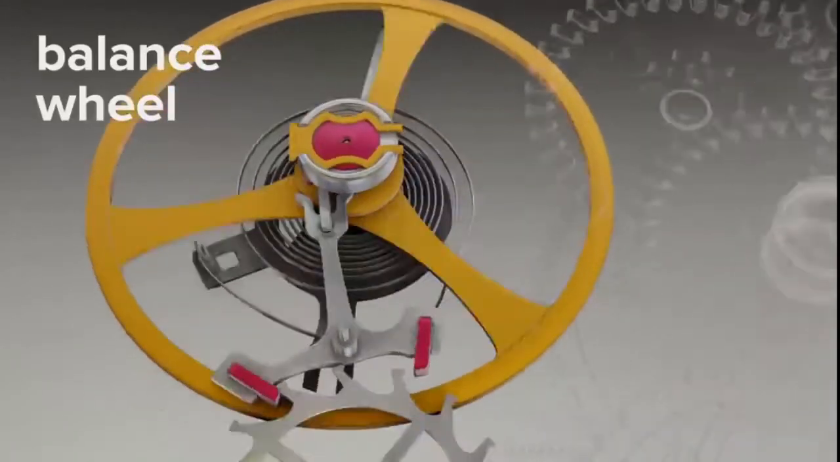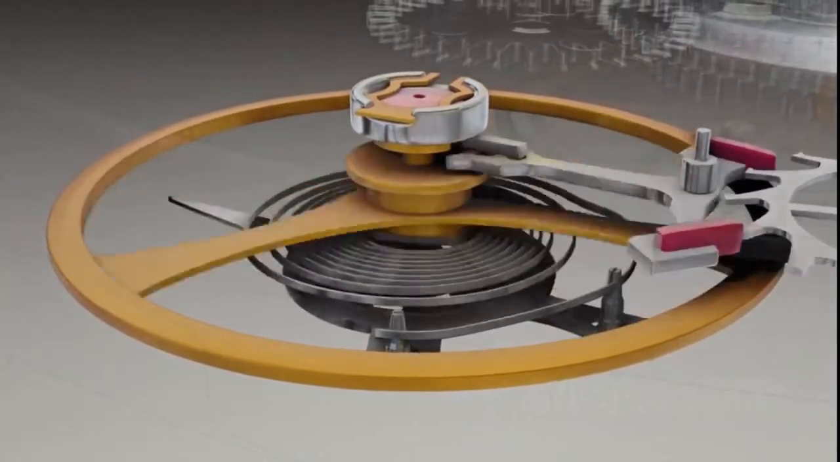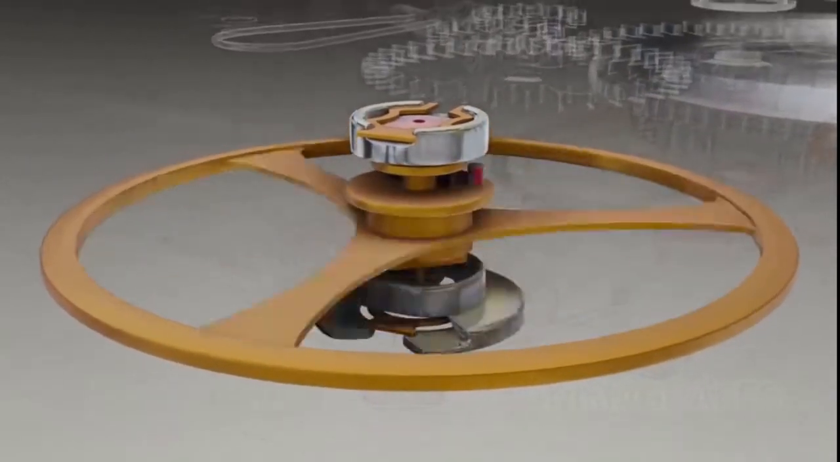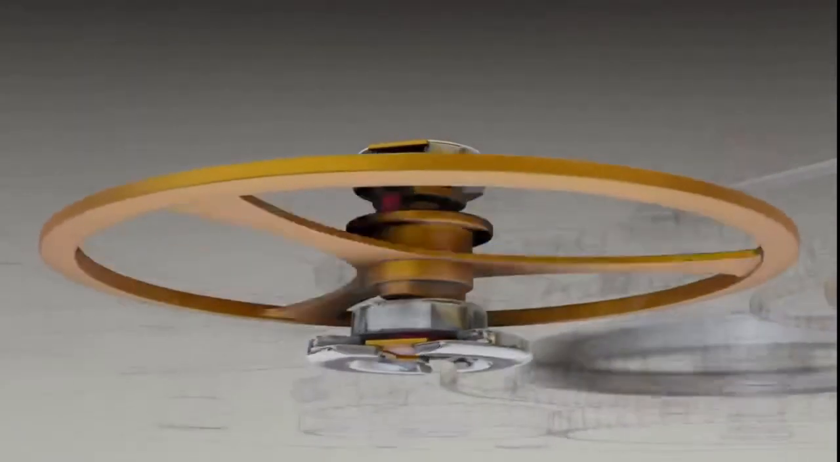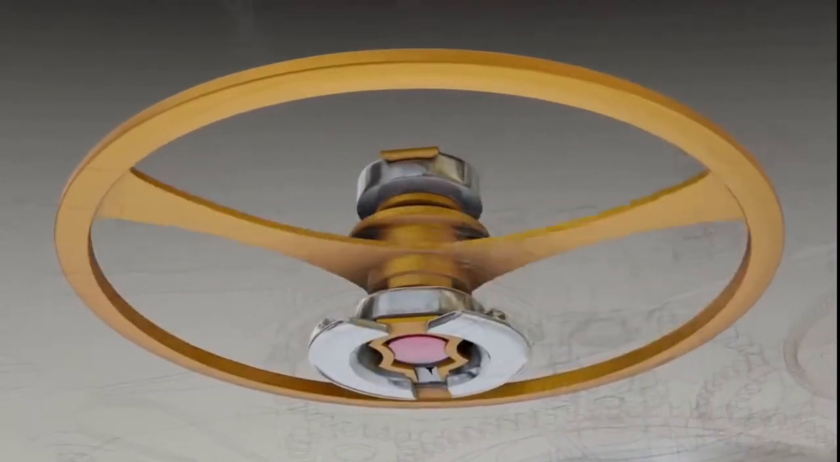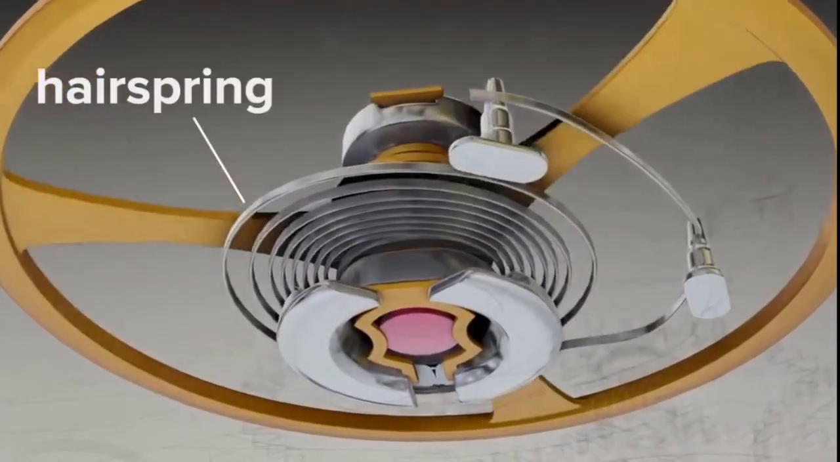The balance wheel. The balance wheel is the most fragile part of the watch. It's supported by a shock-absorbent mounting system, complete with a jewel bearing and capstone, which protects sensitive parts from impact. For example, if the watch is dropped. The balance wheel is partly driven by the hairspring.